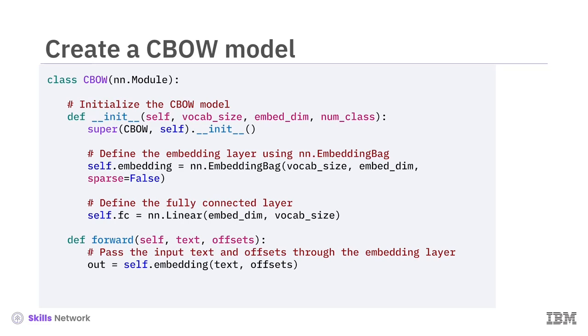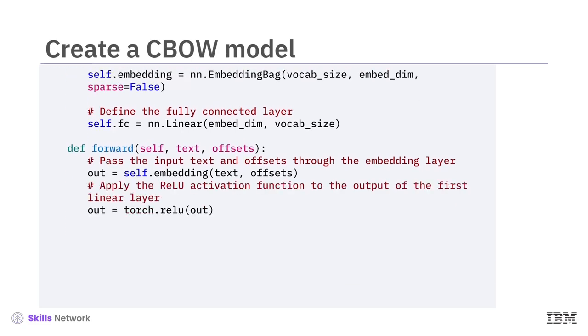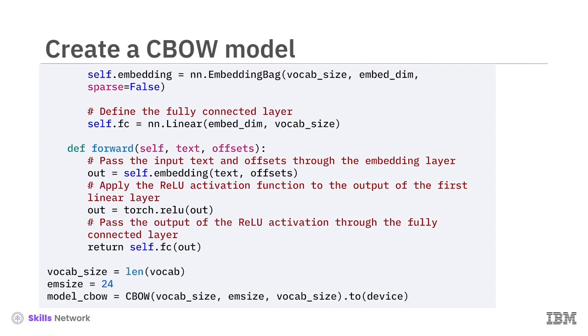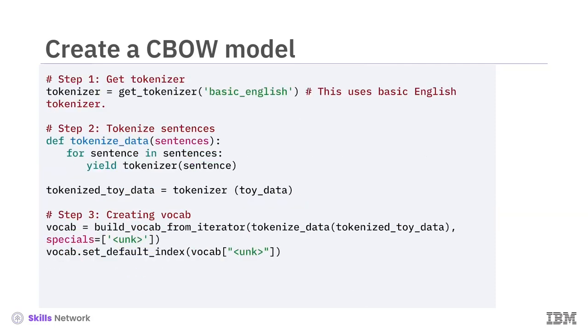and calculates their average. Next, you will apply the ReLU activation function. Afterward, the output of the ReLU activation goes through the fully connected layer. Finally, you will create an instance of the CBOW model. Next, you will initialize the tokenizer using steps 1 and 2.